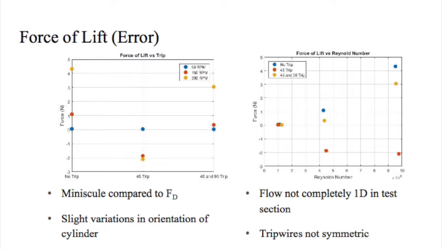Variation in the orientation of the cylinder can have a big effect. If the angle is assumed to be zero, but it actually points up or down, then the drag force will appear as lift force. The flow in the test section also may not be completely one-dimensional. The flow may come at the cylinder at an angle from the top or bottom. Lastly, it is quite possible that our tripwires on the top and bottom of the cylinder were not oriented at exactly 45 degrees.